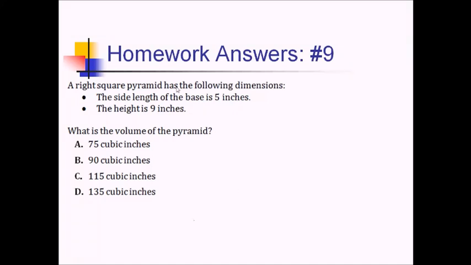For number 9, we have a right square pyramid with the following dimensions. Side length of the base is 5 inches, height is 9 inches, and we want the volume of the pyramid. So let's start by writing our volume formula. If you look it up, that's going to be 1/3 s squared h. And then we know that the side length of the base is 5, so s is going to be 5. Height is going to be 9. Plug all that in. We could do this without a calculator. 1/3 of 9 is 3, times 25 gives us 75 cubic inches. Choice A.